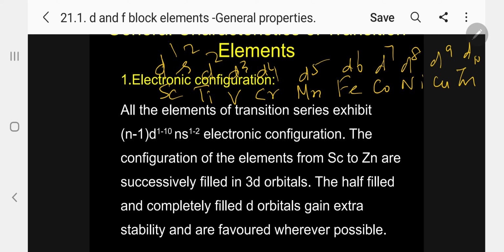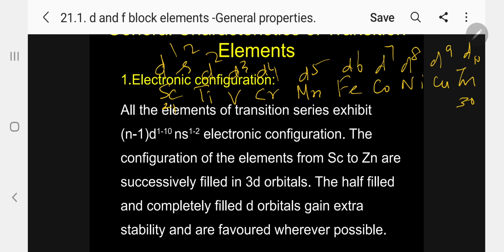What you must know is this electronic configuration. We know the atomic numbers, starting from 21: 21, 22, 23, 24, 25, 26, 27, 28, 29, 30. Zinc is 30. So this is the main idea. Here one important piece of information I will give.